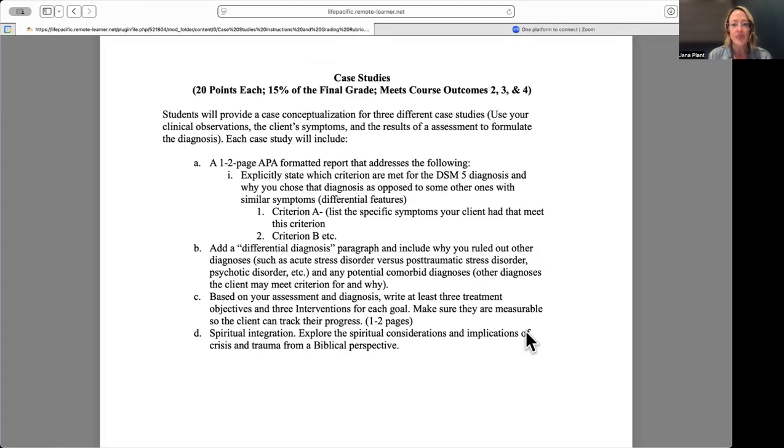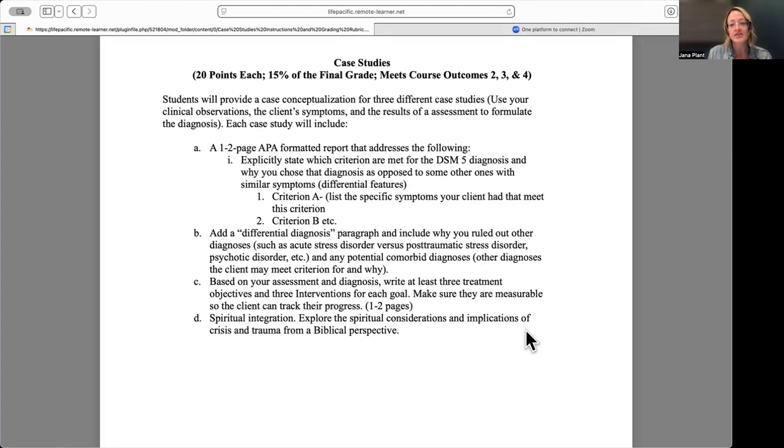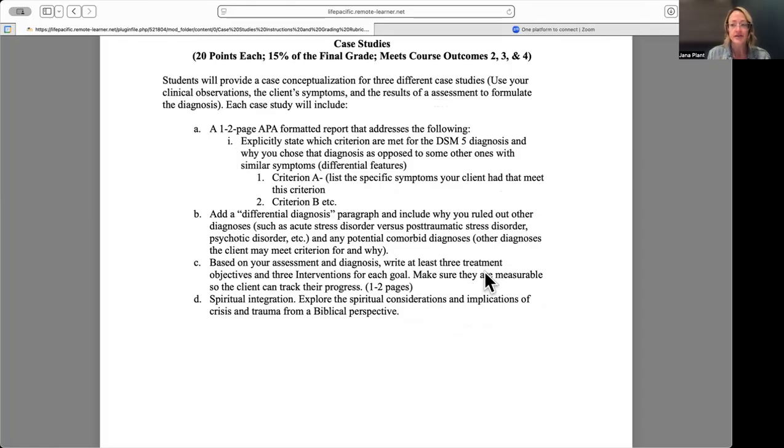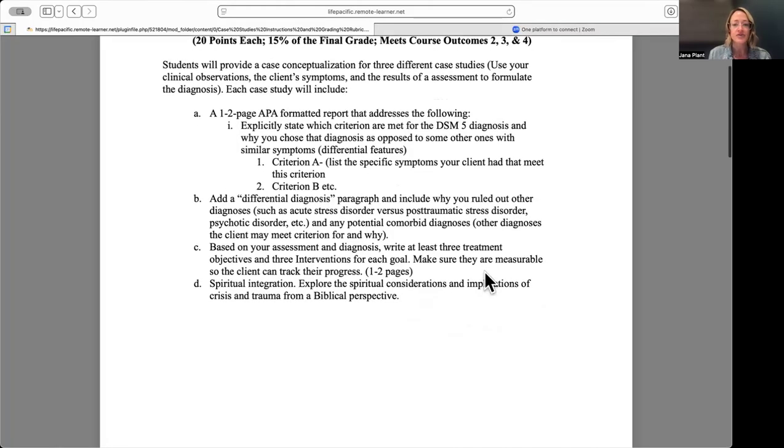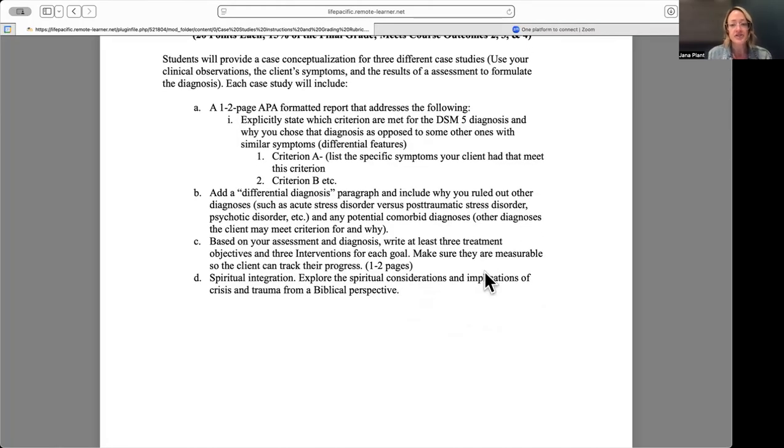Then you're going to list the different diagnostic features, so criteria A, criteria B, criteria C, and actually plug in the symptoms that you're seeing in those criteria. Then you're going to have a differential diagnosis, something that you ruled out. For example, this client doesn't meet the criteria for acute stress disorder, but they meet the criteria for PTSD, and why. So expand on the differential diagnosis and the diagnosis that you rule out.